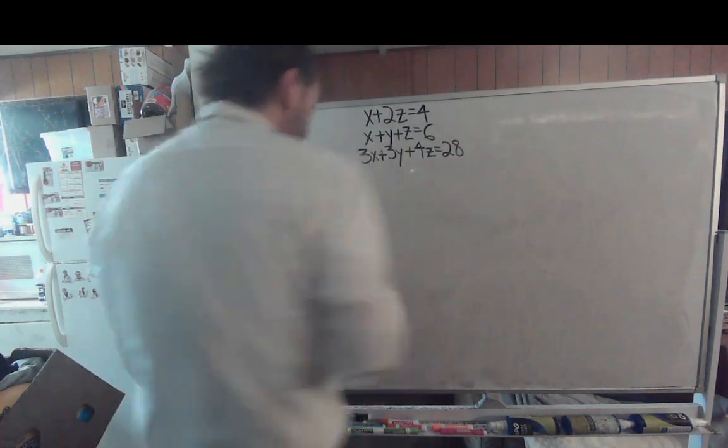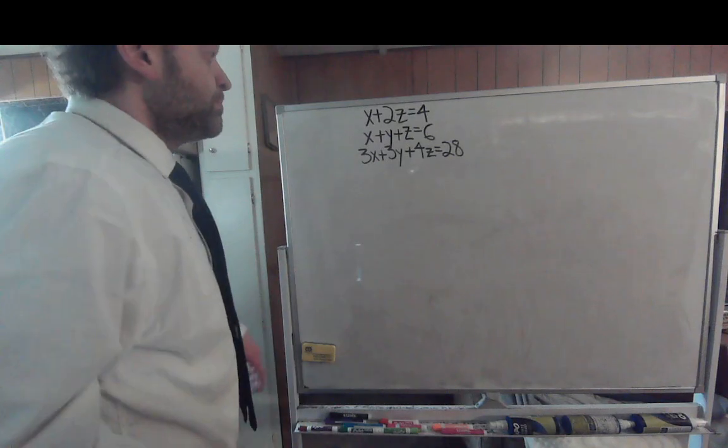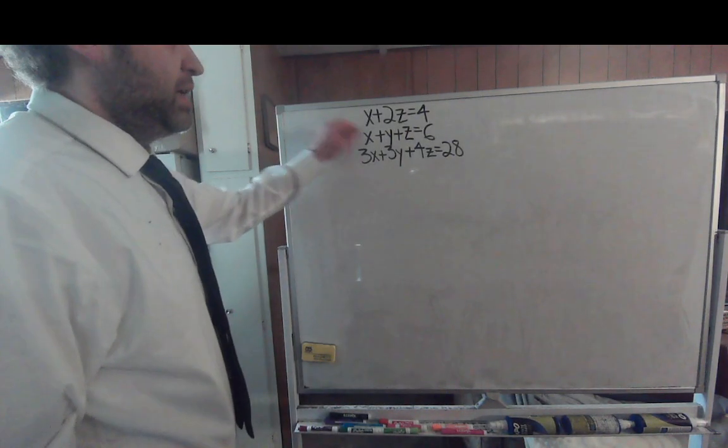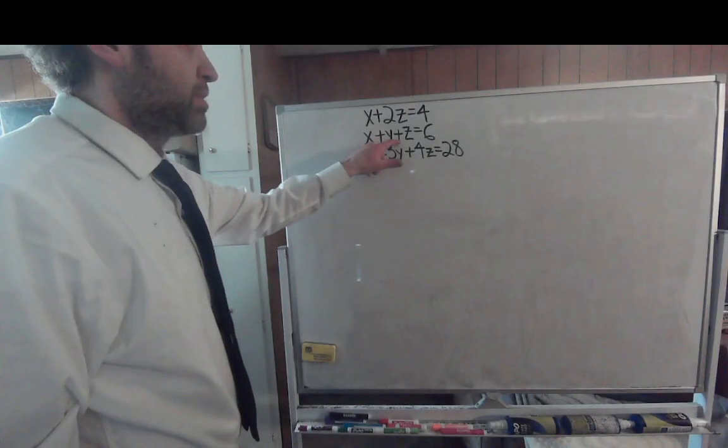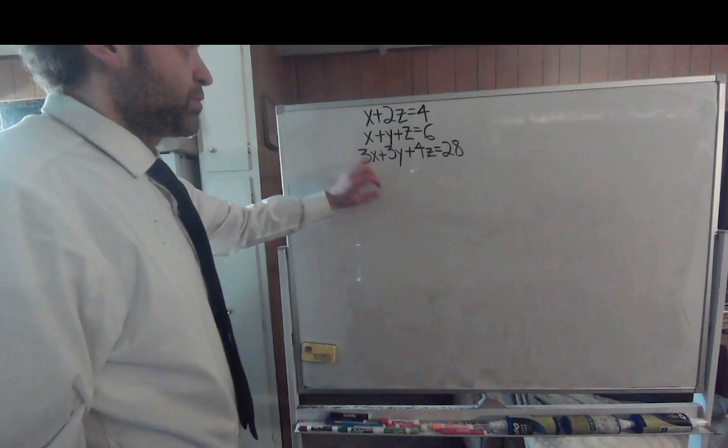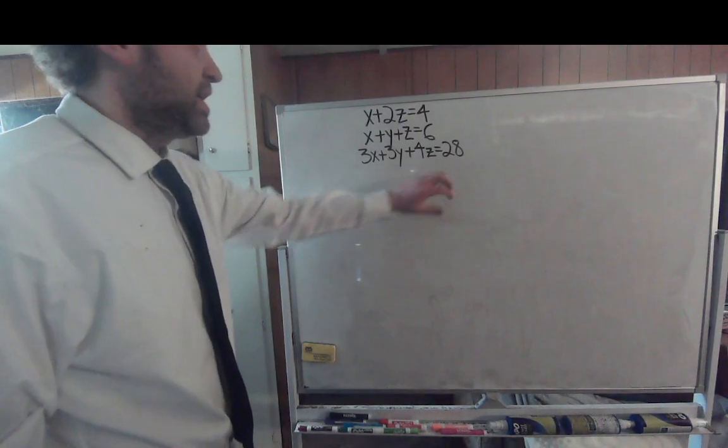So here's the last system that we're doing for today. You have x plus 2z equals 4, x plus y plus z equals 6, 3x plus 3y plus 4z equals 28. So let's set up our matrix.